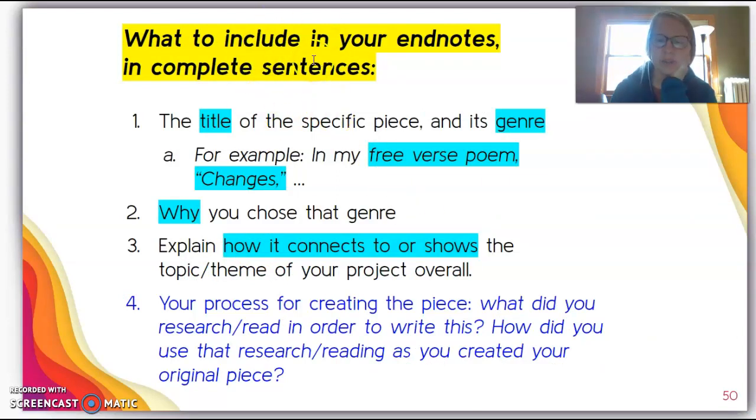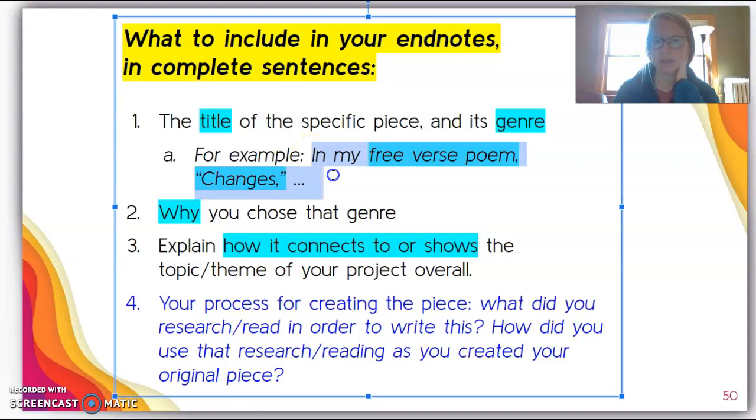In your endnote, this is what you'll include, writing in complete sentences. You'll include the title of the specific piece and its genre. So if you wrote a poem, include the title of that poem. If you wrote an editorial, you'll include the title of that editorial. So the title of your specific piece that you're commenting on. For mine, I'm going to write an endnote on my free verse poem, and I'm going to start it like this. In my free verse poem, Changes. So the title of my poem is Changes, and the genre is free verse poem.